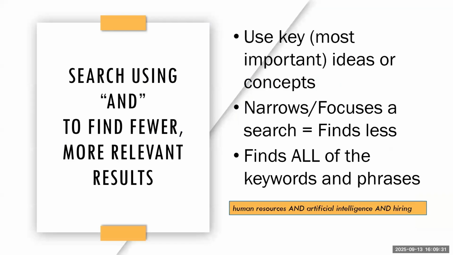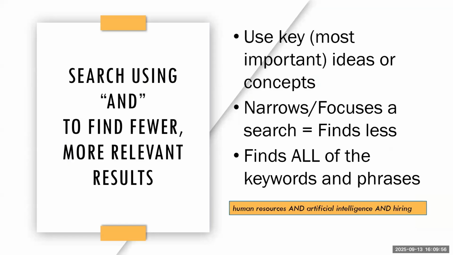An important concept when searching in a library database is that it's not like searching Google. If you type in a sentence, the database will try to search for it as a phrase, and you may find nothing. A better way is to use the key or most important words or phrases that you'd expect to find in articles or books about your topic, with "and" between them.